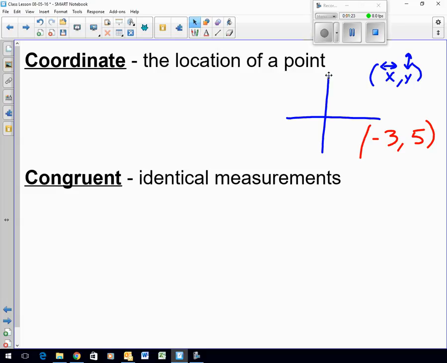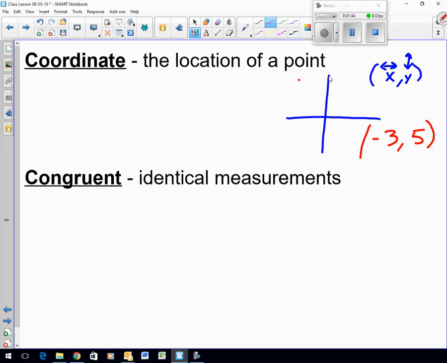okay, that tells me if the first number is negative, I move to the left 3. Right? To the left 3, 1, 2, 3. The second number is positive, tells me I would go up 1, 2, 3, 4, 5. Right? I'm gonna work somewhere in that quadrant. Okay?